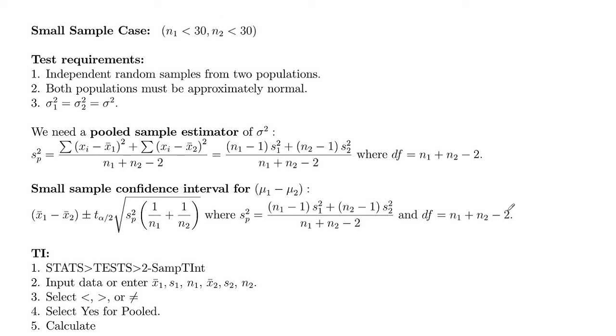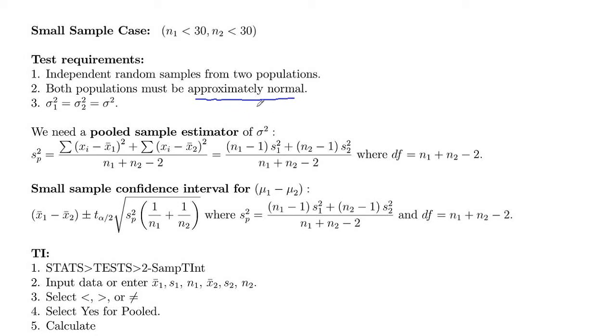So now we're going to consider the small sample case here. That is when your sample sizes n1 and n2 are less than 30. So the test requirements in this case are that you need independent random samples from two populations. That's the same. But then both populations must be approximately normal here. So that's because we've got small sample size.